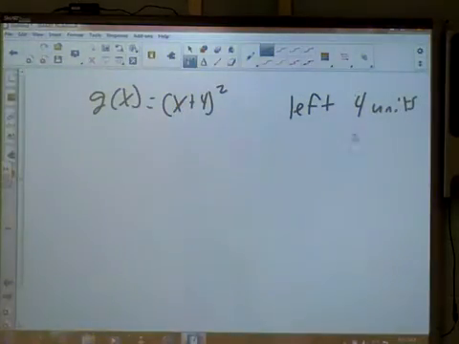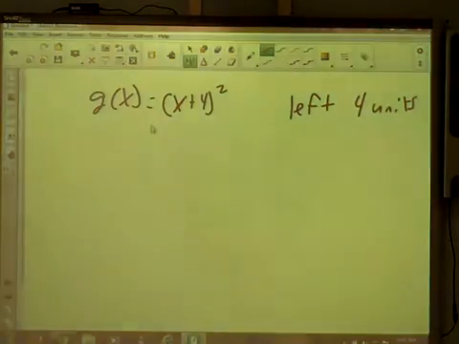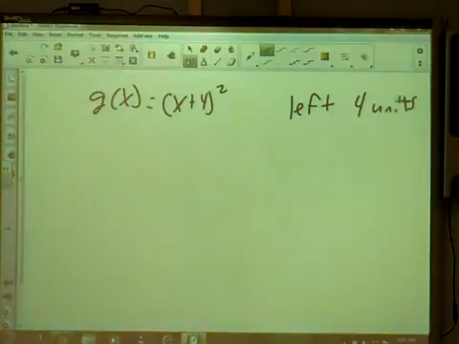Now, what else? Is there anything stuck out on the end to move it up or down? No. Is there anything out in front of it to make it stretch or shrink? No. So that's it. That one would just go left 4 units. That's all you'd have to put on something like that.